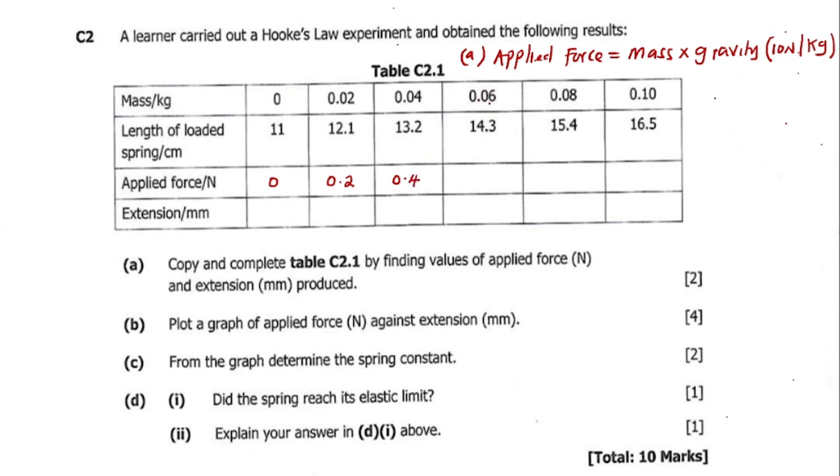Next one 0.06 multiplied by 10, the answer there will be 0.6. Next one 0.08 multiplied by 10, the answer there will be 0.8. Then 0.10 multiplied by 10, the answer will be 1.0. Take note, when you are finding the applied force, your mass is supposed to be in kilograms. So if it's in grams, you have to convert it to kilograms.